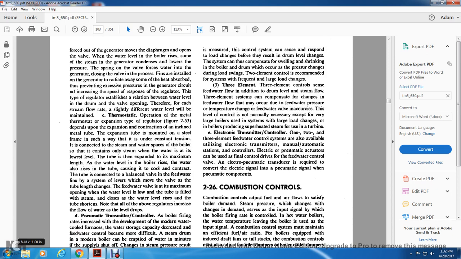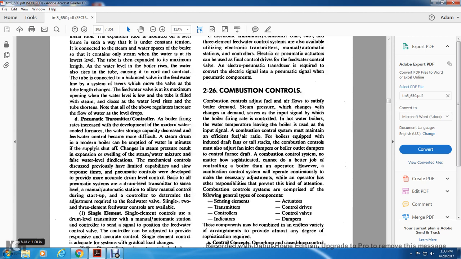The water also rises in the tube, causing it to contract. The tube is connected with the balance valve and the feed water line by a system of levers which move the valve as the tube length changes. The feed water valve is at maximum opening when the water level is low and the tube is filled with steam. As the water level rises, the tube shortens and closes the valve. In all the above, the regulators increase the flow when the water level drops.